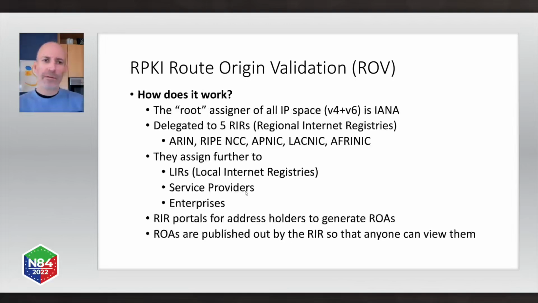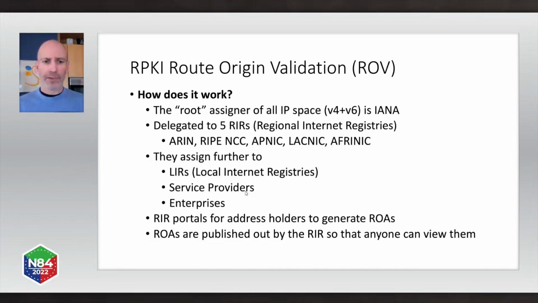They're out there though. How does it work? Okay, so the root assigner of all IP address space for both v4 and v6 is IANA, the Internet Assigned Numbers Authority. From there, they delegate it to the 5 regional internet registries, or RIRs. ARIN here in North America, RIPE NCC covering Europe, APNIC in the Asia Pacific region, LACNIC for the Latin American area, and AFRINIC for the continent of Africa. Those entities assign further to what we call local internet registries. Those could be at the country level, like in China or Brazil. They could be service providers. The RIRs also assign directly to service providers, sometimes directly to enterprises, and so forth.